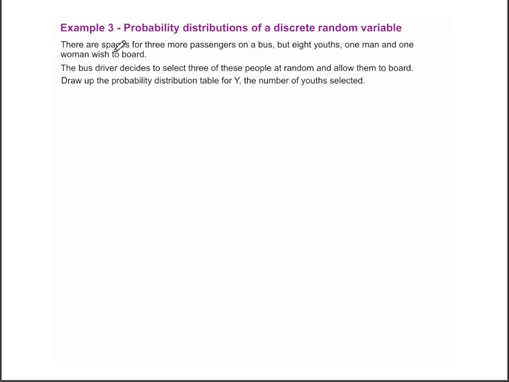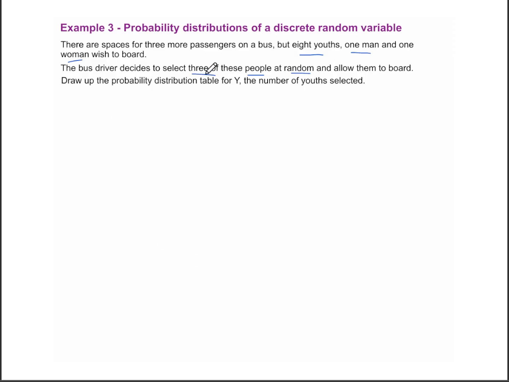Finally, there are spaces for 3 more passengers on a bus, but 8 youths, 1 man, and 1 woman wish to board. The bus driver decides to select 3 of these people at random to allow them to board. Draw up the probability distribution table for Y, the number of youths selected.